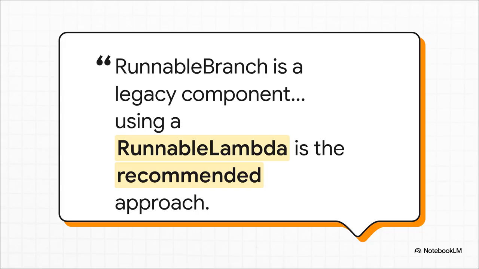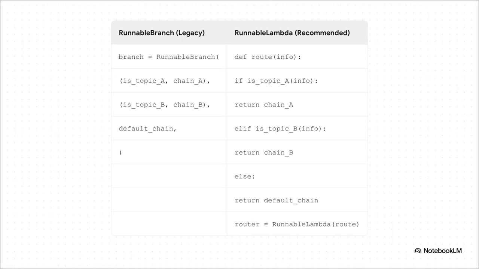The creators of the framework are telling us straight up that RunnableBranch is now considered legacy. The modern recommended way to do this is with a custom function that you wrap in something called a RunnableLambda. Okay, so what does this recommended approach actually look like in practice? On the left, you've got the RunnableBranch structure we just talked about. But look at the right.